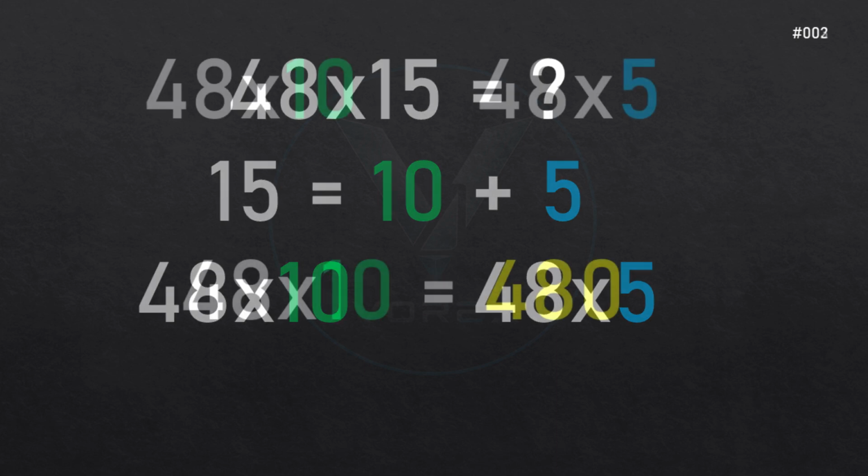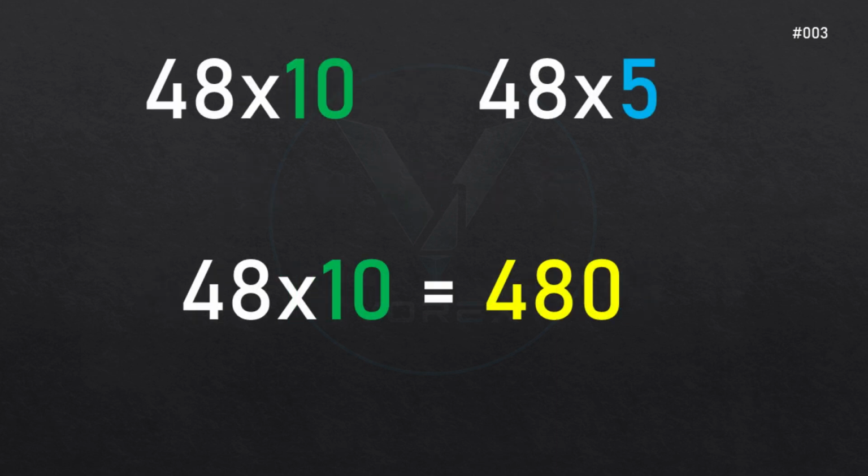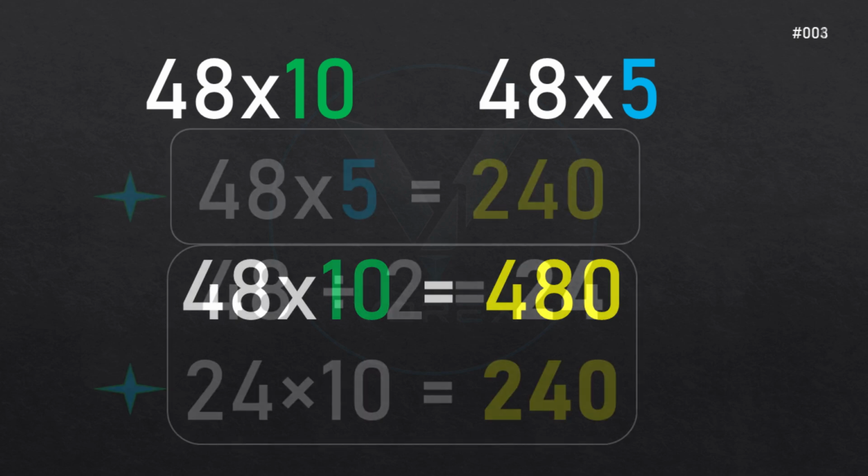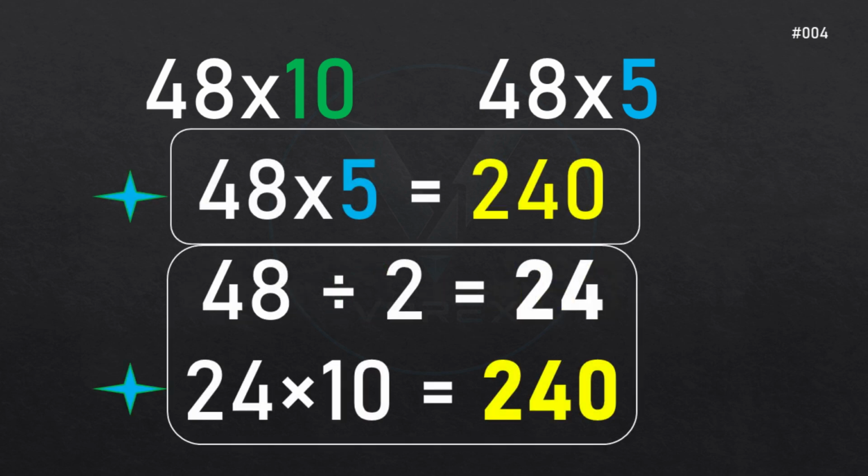First, 48 times 10 equals 480. Now we only need to calculate 48 times 5. There are two ways to do this. Instead of multiplying by 5 directly, we can use an easier trick. Multiplying a number by 5 is the same as dividing it by 2, then multiplying the result by 10. 48 divided by 2 equals 24. 24 times 10 equals 240.